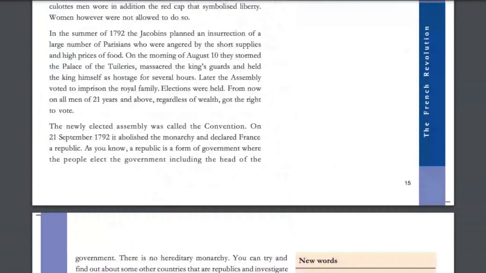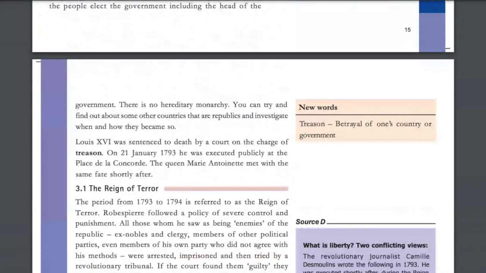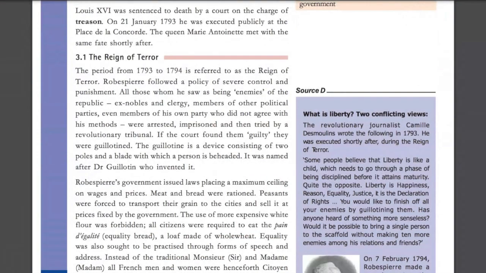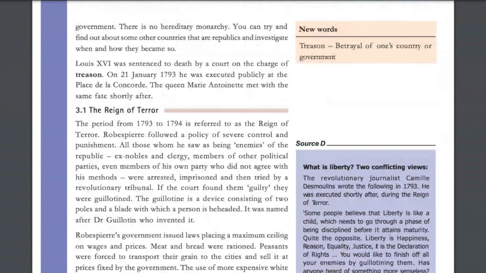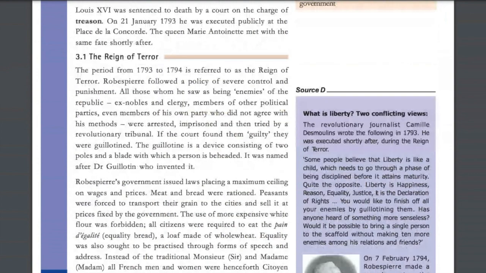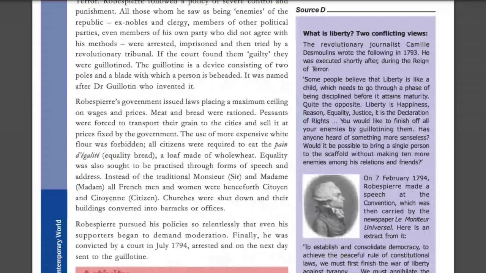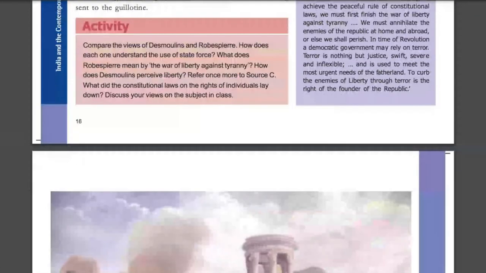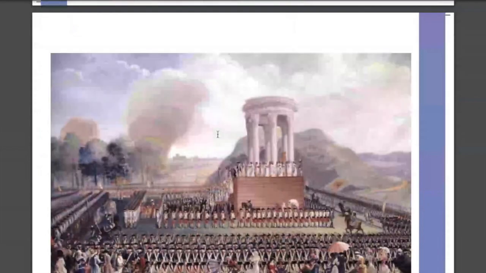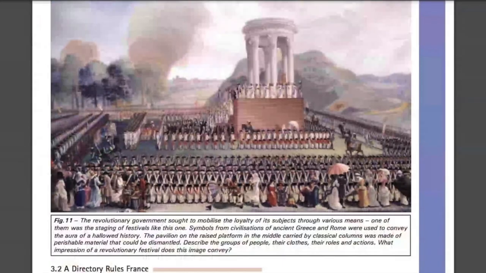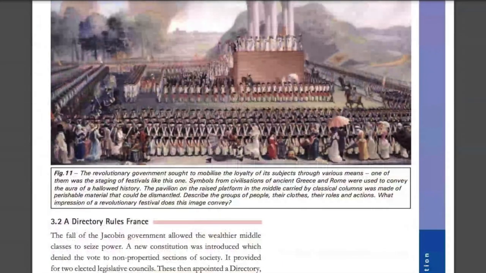I want you to write this, very important. What is the Reign of Terror? The Reign of Terror is from 1793 to 1794, which was led by Robespierre's government. Maximilian Robespierre was running the government at that time, which was the new National Assembly, the Convention. So it was his Reign of Terror, and then he was sent to the guillotine because his policies were too strict and he was opposed by his own supporters.